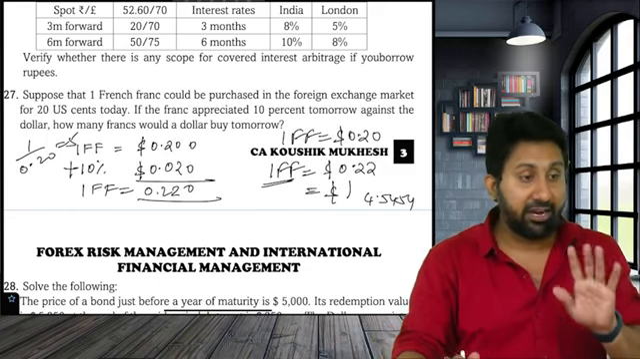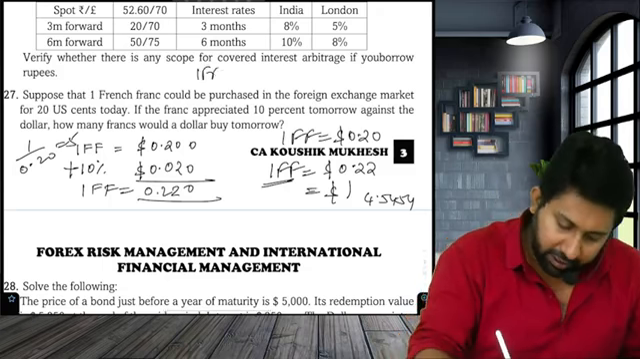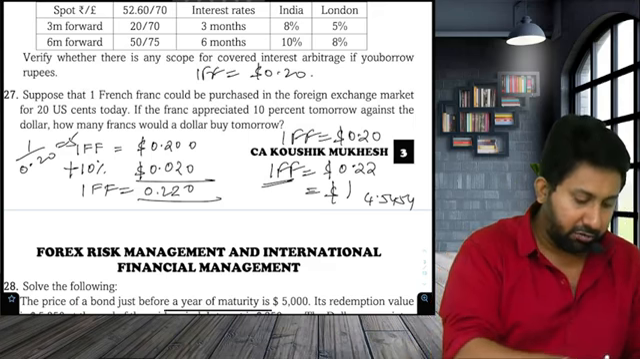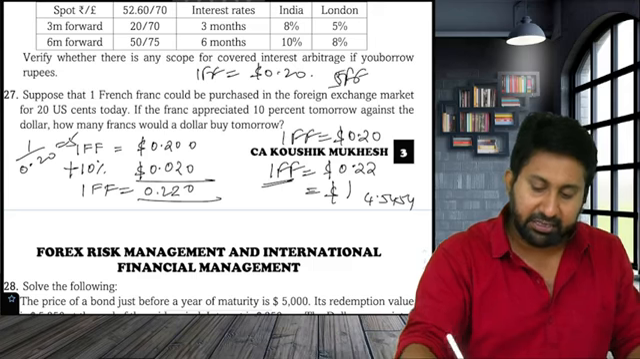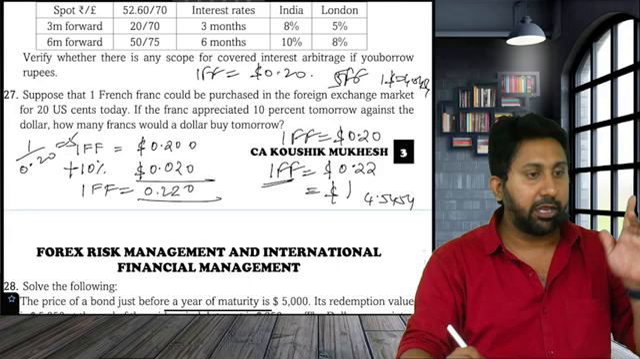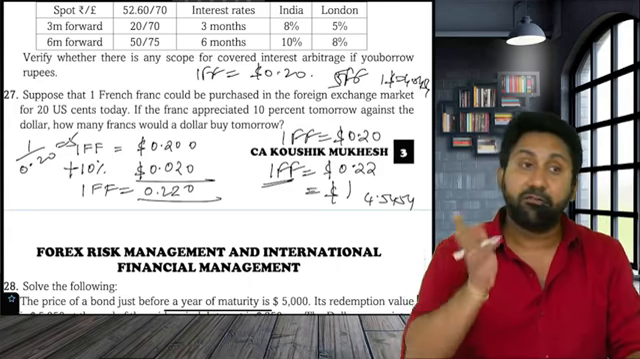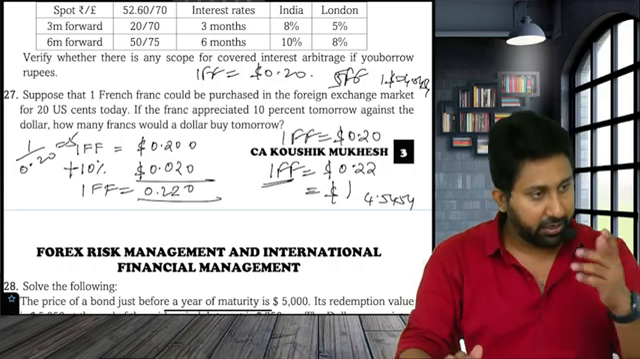To check whether appreciation has really happened, we can also check like this. Today 1 FF equals $0.2, so today $1 equals 1 divided by 0.2, which is 5 French francs. But the same $1 can buy only 4.5454 in tomorrow's market. It means the dollar has lost its purchasing power, and the franc has appreciated in purchasing power. Like that you can understand. Clear? Let's do the problem now.